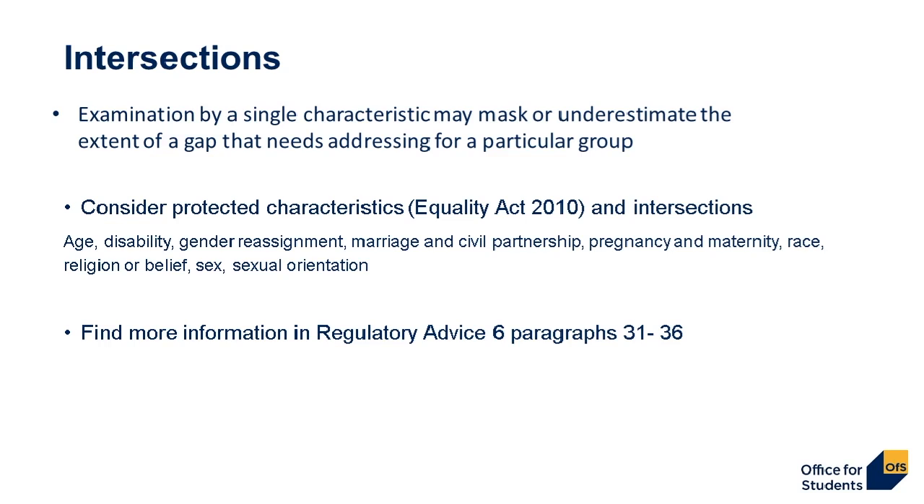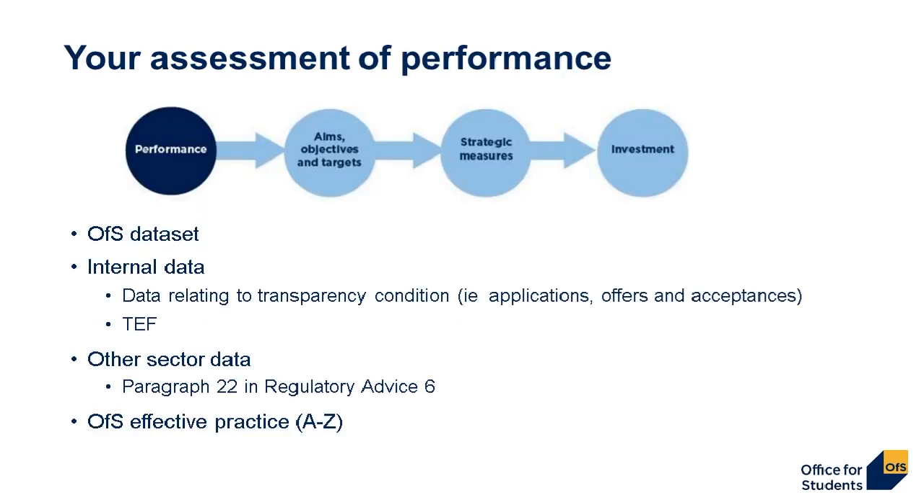Looking at the protected characteristics could help you also inform how your strategic measures align with your access and participation work and how your equality and diversity work aligns. But again, these are examples. It's important to look at the data you have available to determine where intersections are most relevant to your provider. You can find more information on intersections of disadvantage in paragraphs 31 to 36 of Regulatory Advice 6.